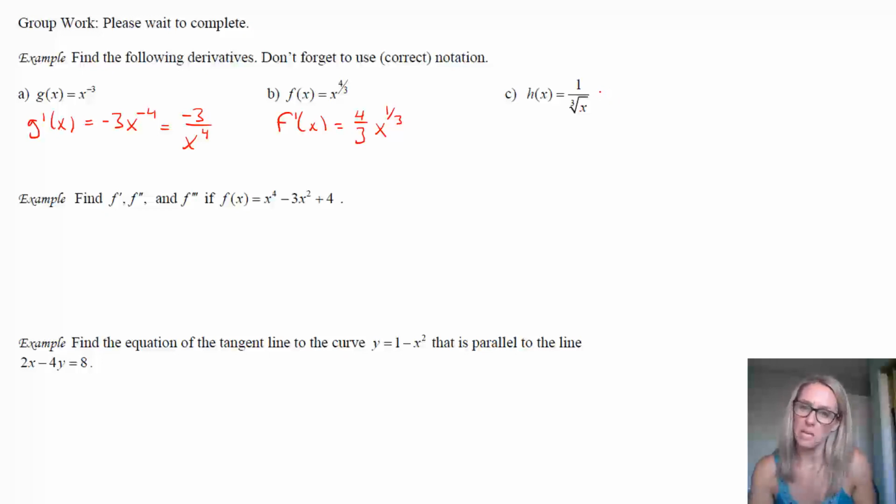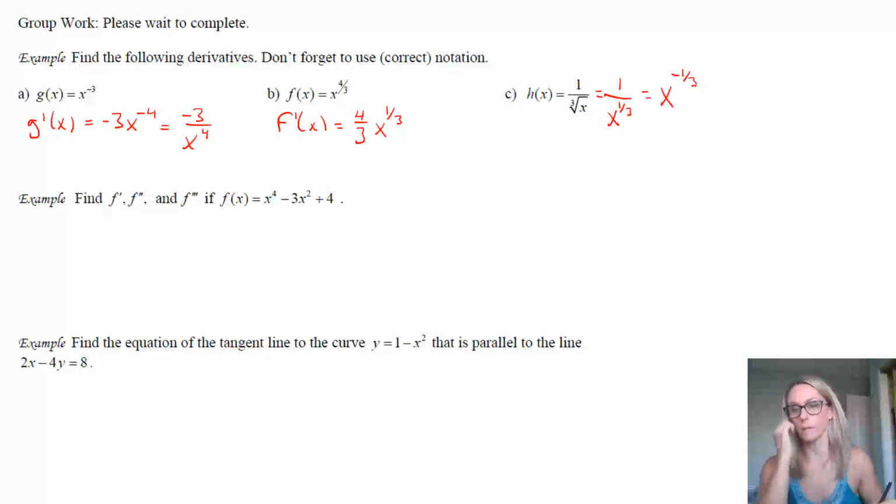For c, it's just making us do a little bit of work here. We have the cube root of x. That's the same as x to the 1/3. Notice I still have it in my denominator like that. But in order to use the power rule, I need to just have x to the something. And so I need to have x to the -1/3. So now I have x to the something as opposed to 1 over x to the something. And now I can take my derivative.